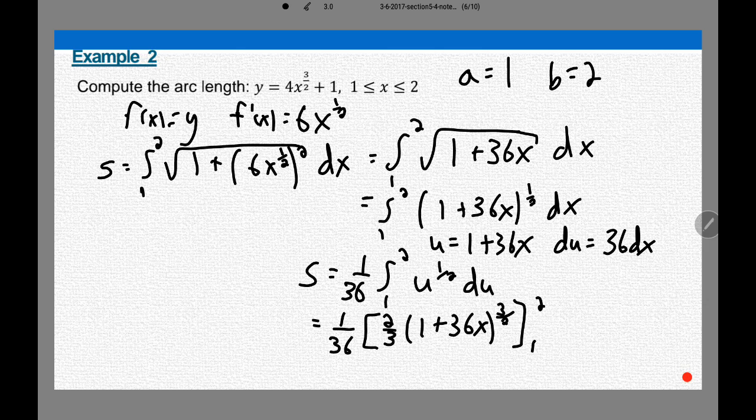Alright. So, I can go ahead and simplify some stuff down. Over here, I can go ahead and bring that 2/3 out and times that by 1/36. That gives me 1/54.